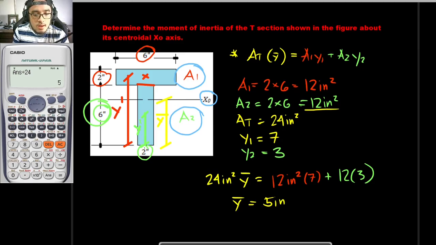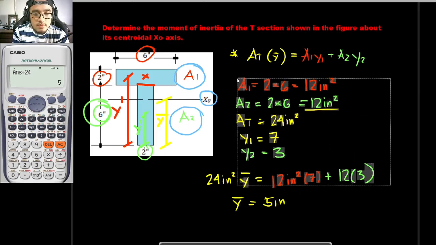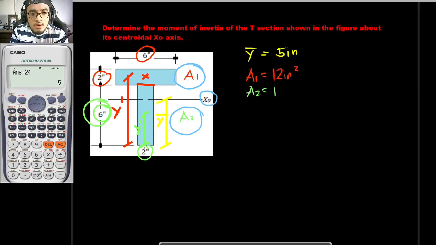So I would be deleting this for us to have space. For the moment of inertia of A1 about this point right here, that is the moment of inertia of area 1 plus Ad squared.